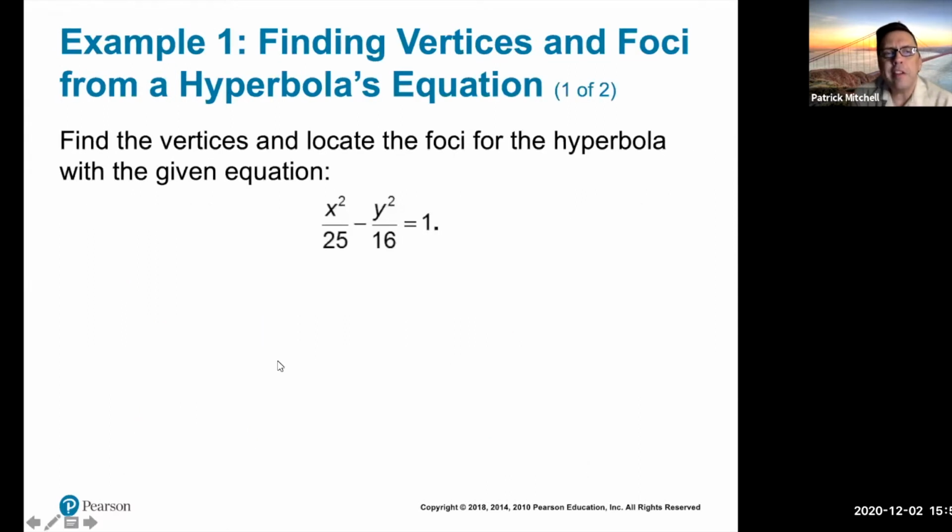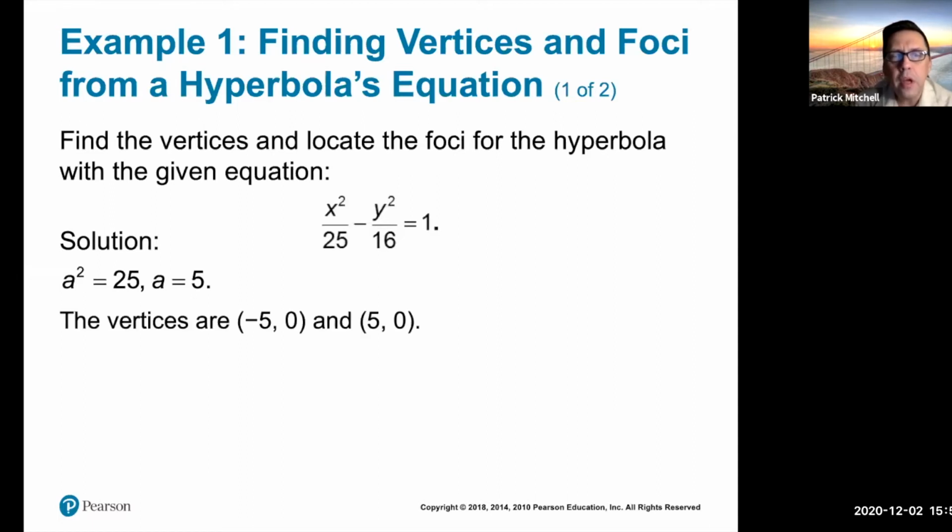All right, so in this example, we will find the vertices and locate the foci for the hyperbola with the equation x squared over 25 minus y squared over 16 equals 1. So a squared is 25, which means a equals 5. So the vertices are negative 5, 0, and 5, 0. So this is going to be a sideways opening hyperbola. It intersects the x-axis.